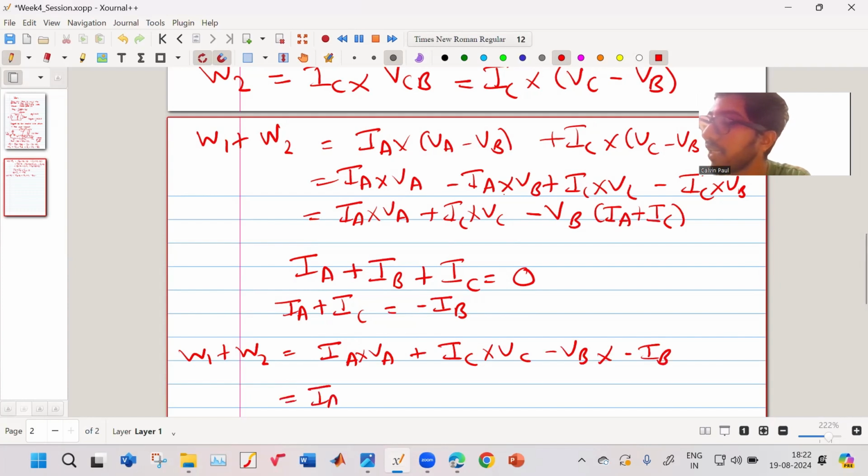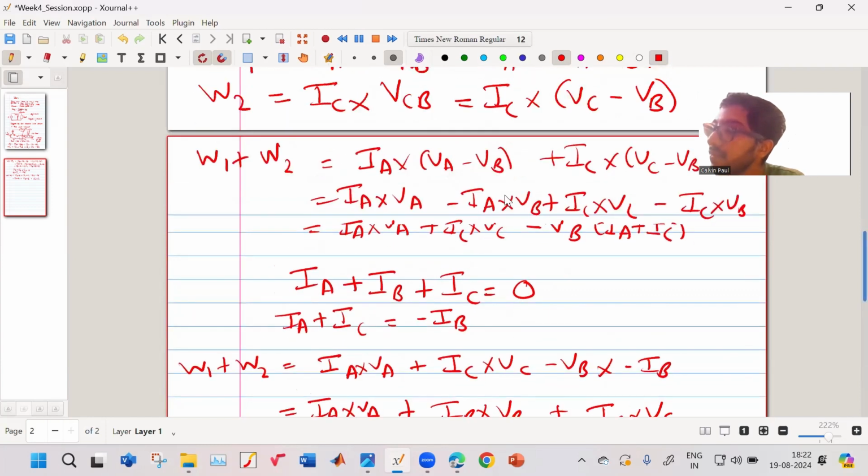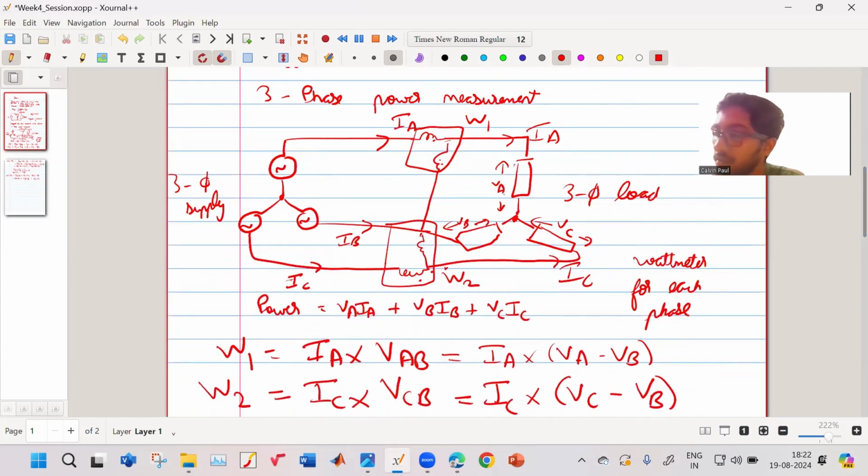So it actually is equal to IA into VA, the minus and minus becomes plus, so this plus IB into VB plus IC into VC. So using the 2 wattmeters, you're able to measure 3-phase power. But you must remember, this kind of connection is important: your reference phase should be the same for both wattmeters. Any doubts?